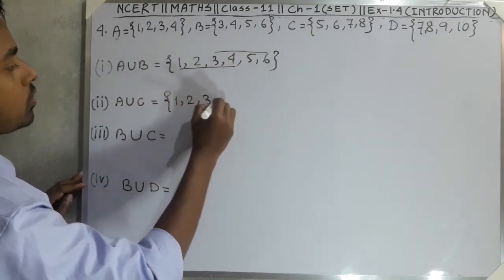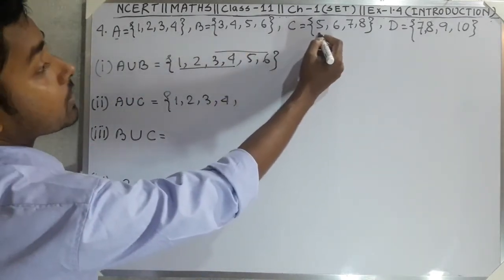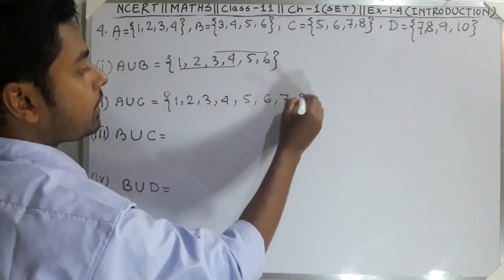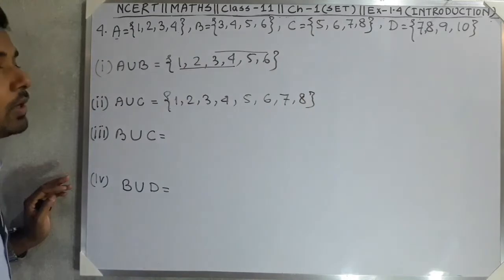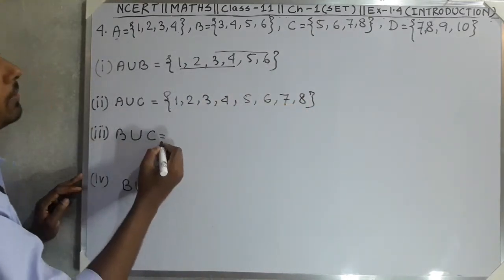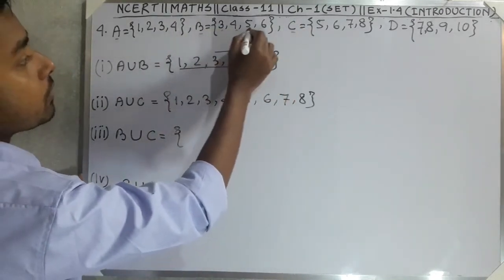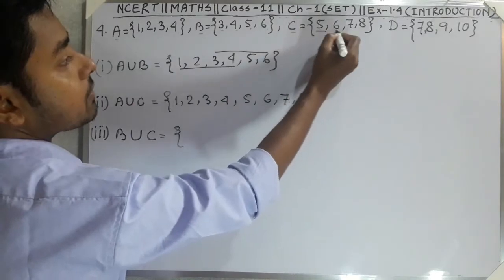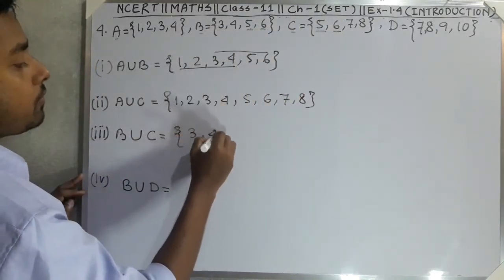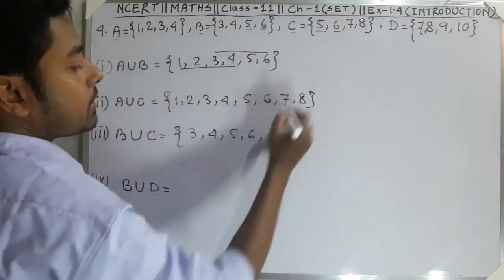1 2 3 4 are the elements of A, and 5 6 7 8 are the elements of C. Okay, no common elements, so we have written all the elements. B union C, B and C: 3 4 5 6 and 5 6 7 8, you can see 5 6 are the common elements only. So how to write? 3 4, then 5 6 one time, then 7 8.